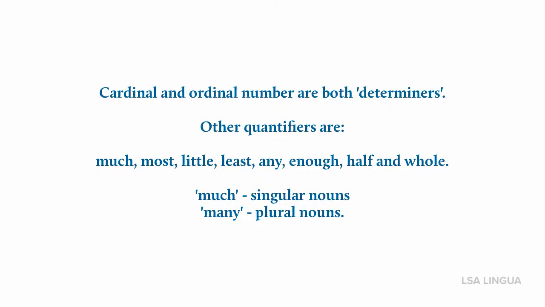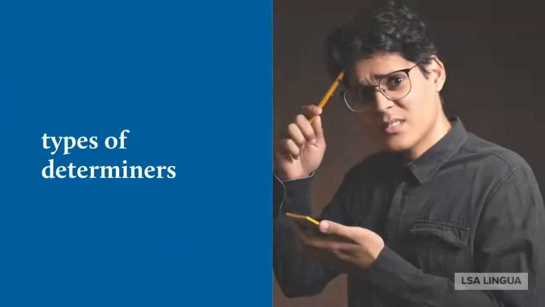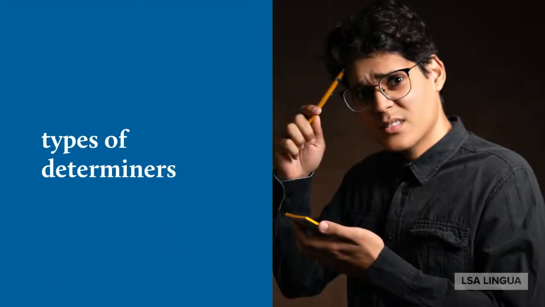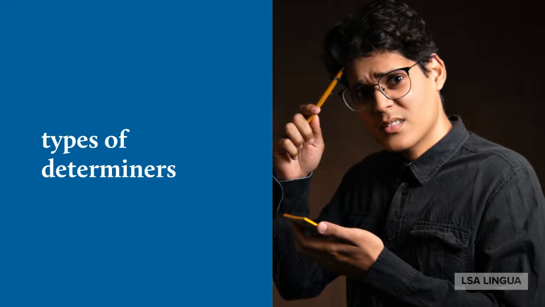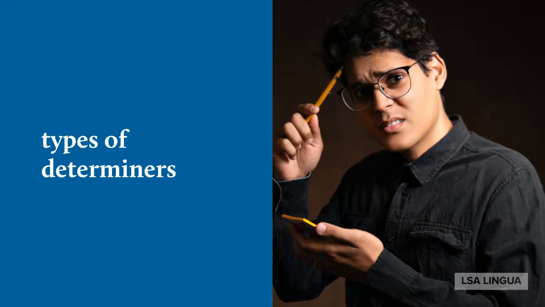Other quantifiers are much, most, little, least, any, enough, half, and whole. Please note that much can only be used with singular nouns, whereas many can only be used with plural nouns. So far, we've discussed how determiners differ from both pronouns and adjectives. We've also looked at numbers and quantifiers. Let's zoom in on the types of determiners.